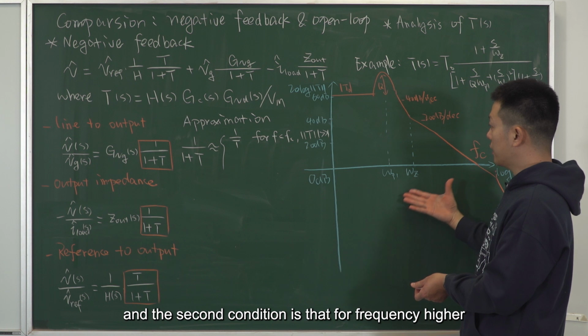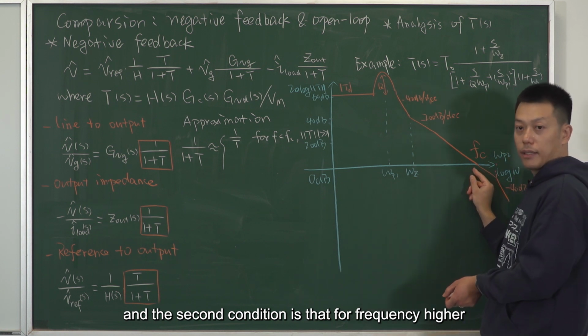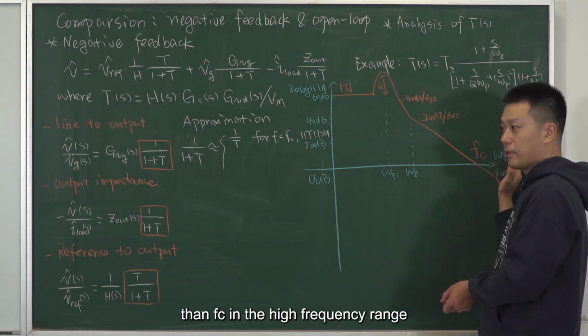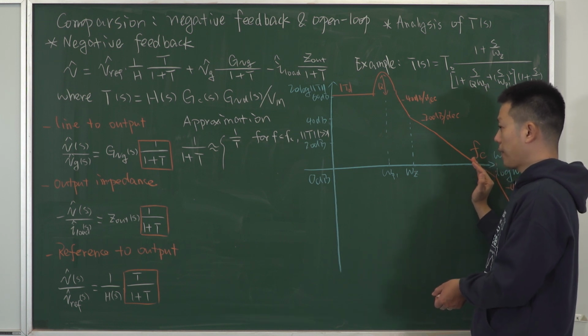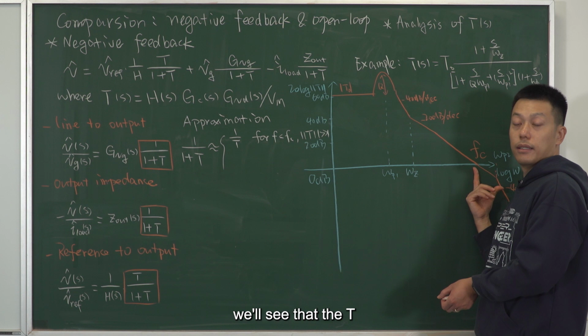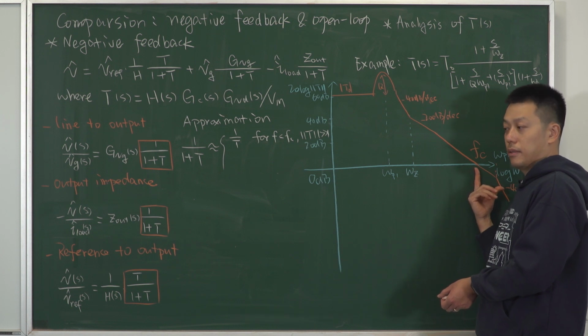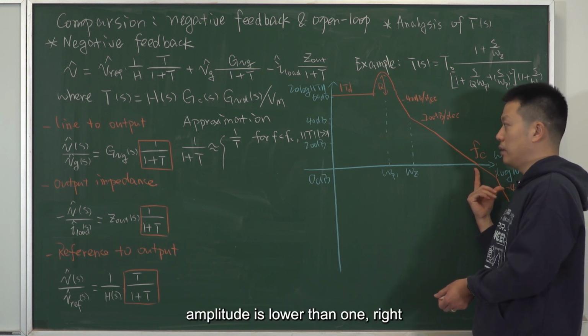And the second condition is that for frequency higher than Fc, in the high frequency range, we will see that the T amplitude is lower than 1, right?